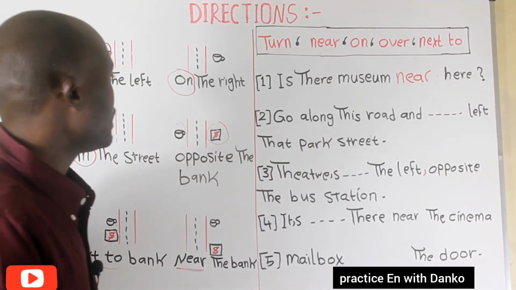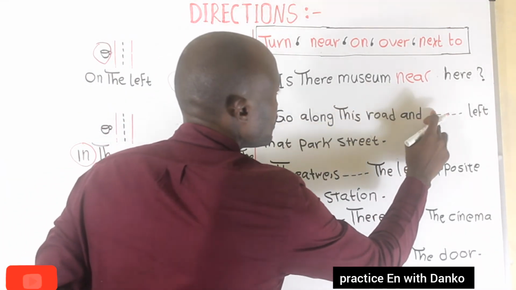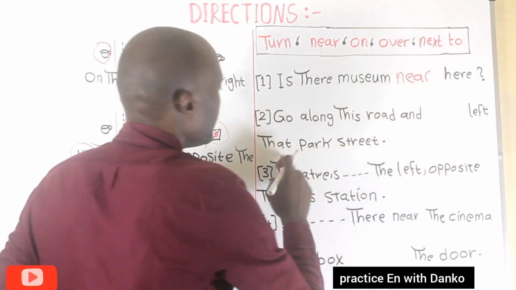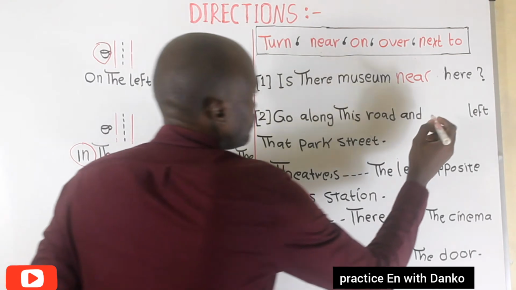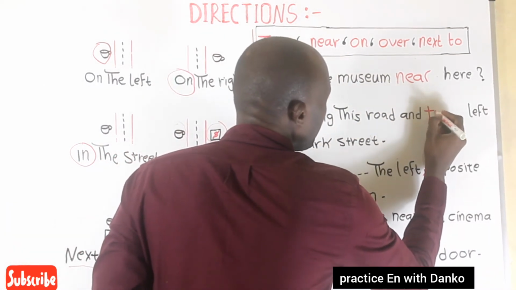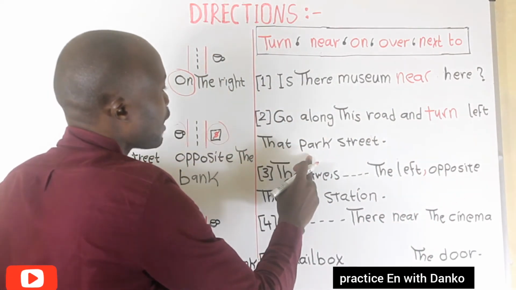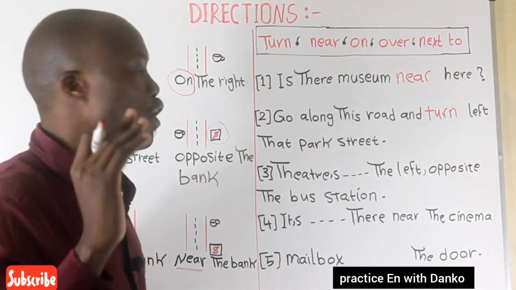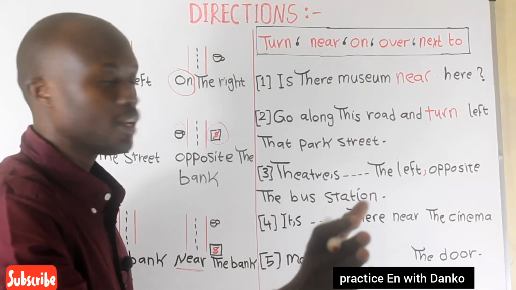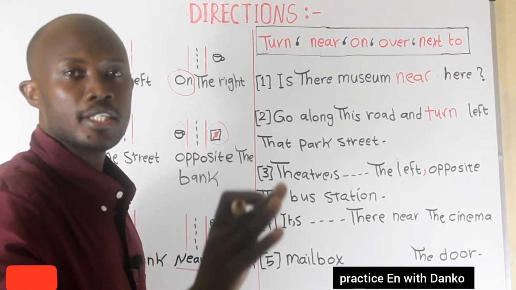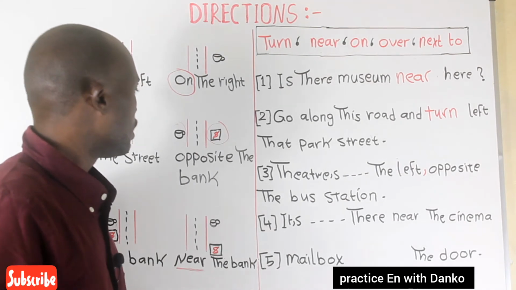In this sentence: go along this route and something left at Bar Street. Turn left, we're going to put here the word turn, turn left at Bar Street. So go along this street and turn left, that is where Bar Street is. Okay, great.